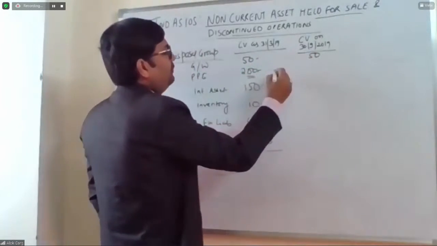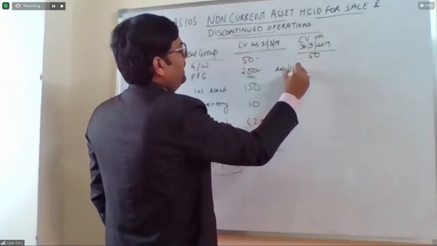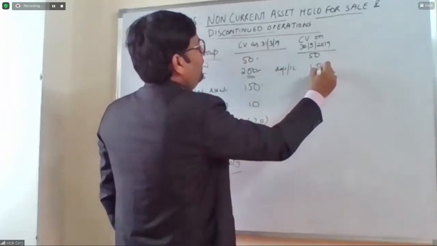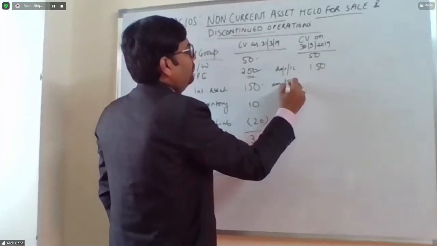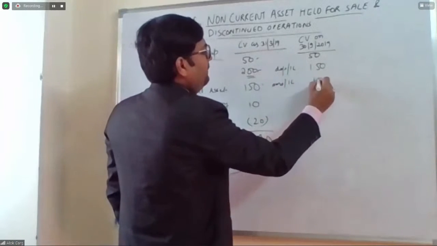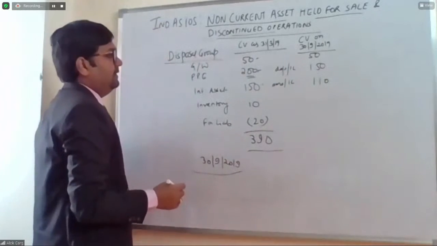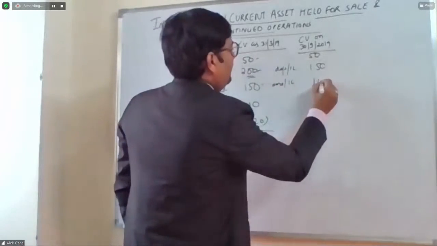For PPE, let's say you need to calculate depreciation and impairment loss. For example, it will become 150. For intangible asset, again you need to amortize and you need to see the impairment loss. For example, it will become 110. Okay. So let's take it as 100 only.